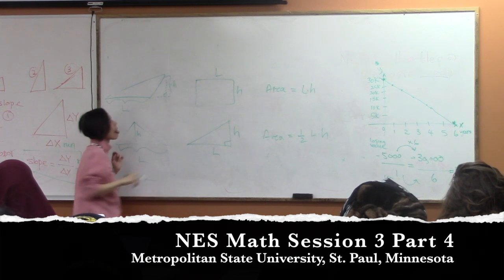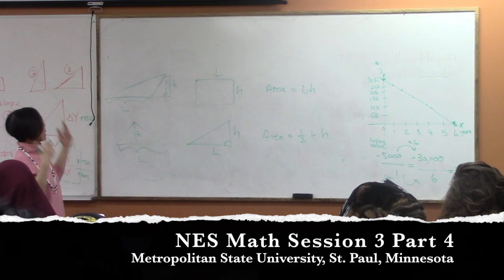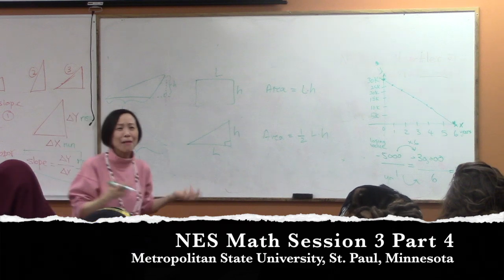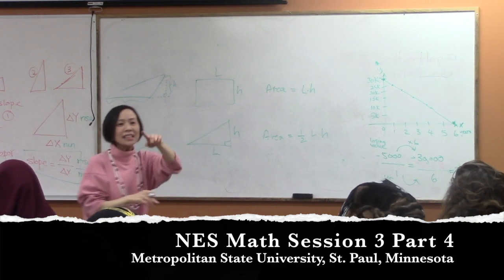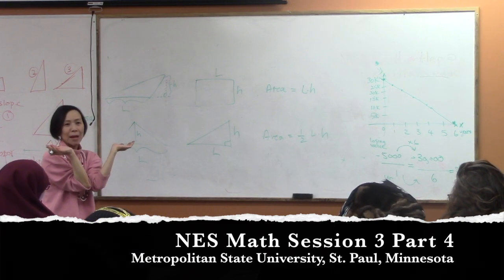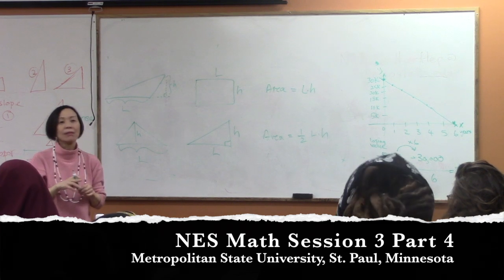Is that an isosceles triangle? I don't know because I didn't draw it very well, so it might not be anything. Isosceles asks that you have two sides that are the same. Okay, those are the same. Oh, I thought it was unequal.